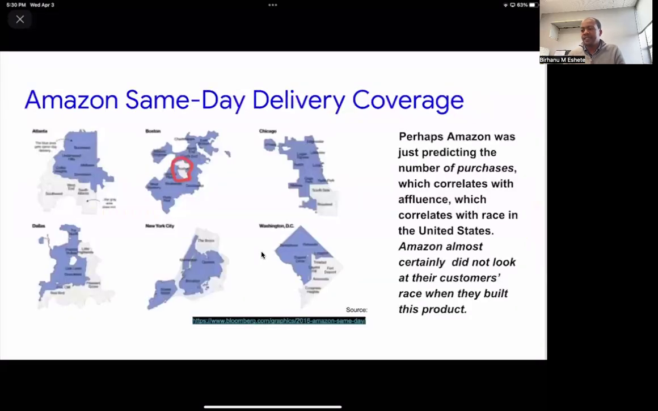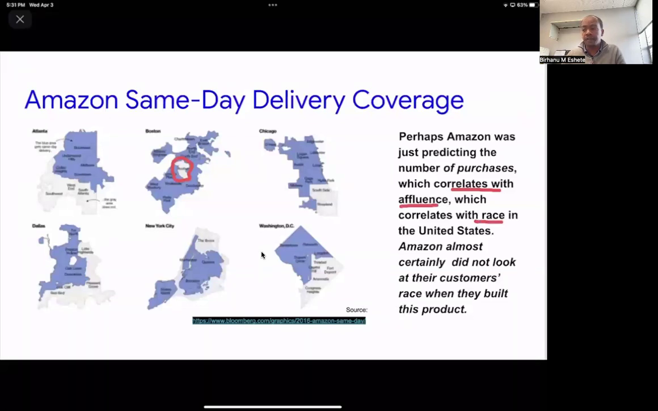from any blame. Okay, so the assumption and the conclusion at the moment was perhaps Amazon was just predicting the number of purchases, which basically correlates with the affluence of the neighborhood. So neighborhoods which are better off financially were signing up for the services, and there is coverage in those areas. But that area, Roxbury in Boston, is historically known for being predominantly low income, mostly African American, and so on, which basically correlates with race, right?